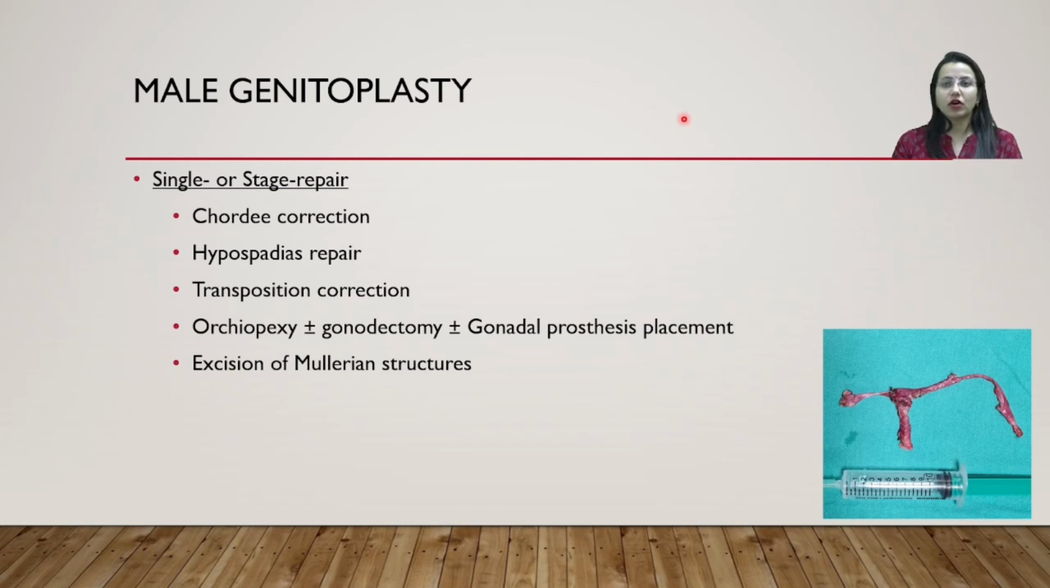Now the various male genitoplasty options could be a single stage or a staged repair, wherein initial correction can be done, a flap or graft placed as needed, and later on the urethroplasty could be done. Transposition correction can be done to make it cosmetically acceptable genitalia. In cases where orchiopexy or gonadectomy are needed, especially in ovotesticular DSDs, a biopsy should be sent, and at times a gonadal prosthesis may be needed, especially if we are converting a child into a male patient and gonadectomy has been done. Excision of Mullerian structures is a must if we are assigning a male phenotype to a child.